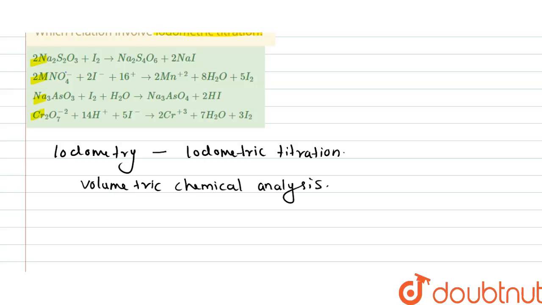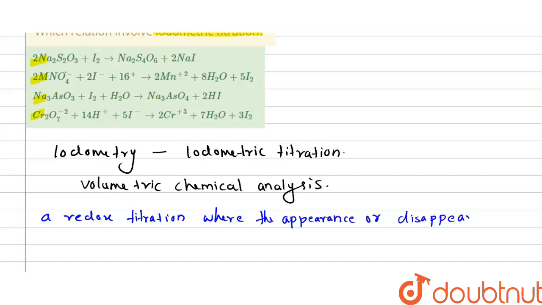A redox titration where the appearance or disappearance of elementary iodine indicates the endpoint.